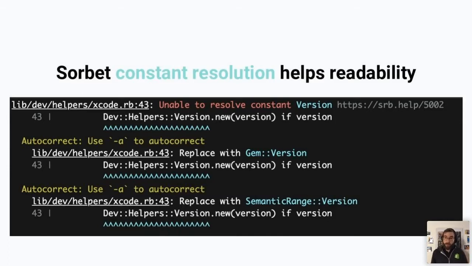But Sorbet was raising an error saying, I don't know how to resolve this one, because it needed the fully qualified name exactly because of the conflict. It's a difference with vanilla Ruby, but it can be beneficial for developers. It enhances readability and makes the code clearer because you know exactly which constant you are talking about. And if you were not aware that a second constant existed, now you do.